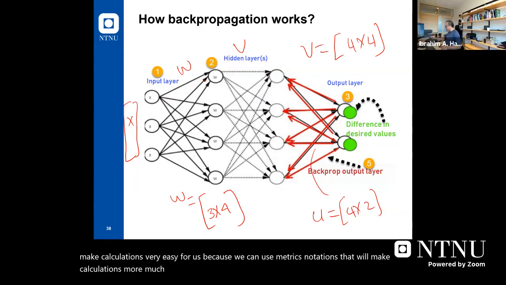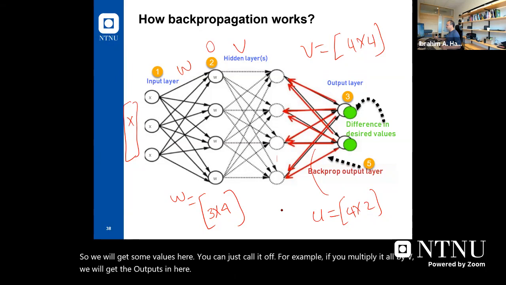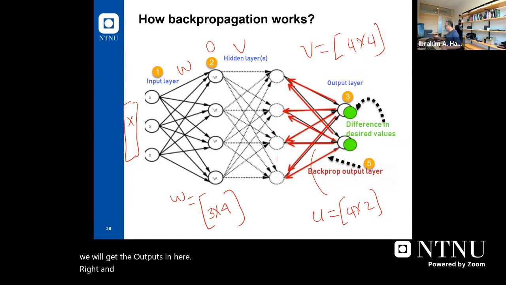If I want to calculate the inputs to those weights, it will be omega times x. So we will get some values here. You can just call it O, for example. If you multiply O by V, we will get the outputs here, right? And so on. When we structure it as layers like this, it makes calculations much easier to deal with.